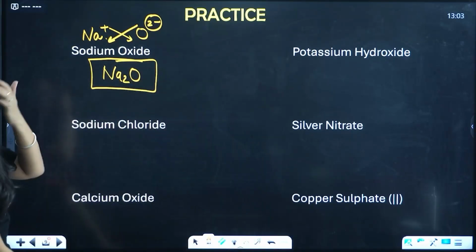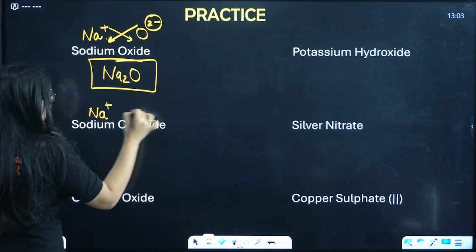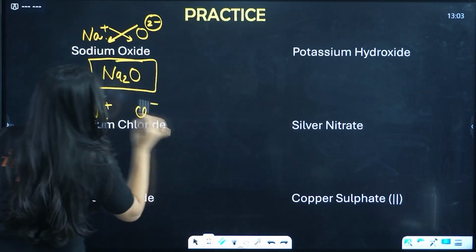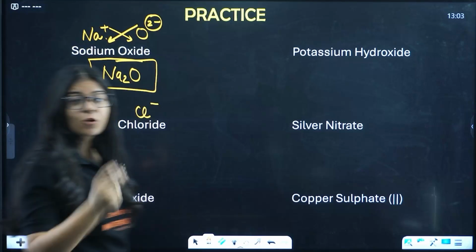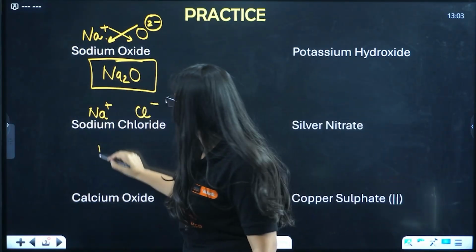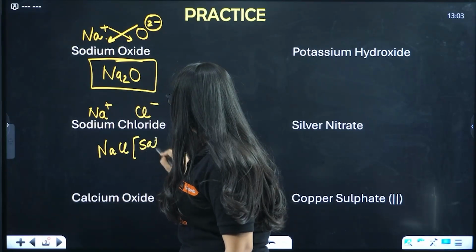Then moving on to sodium chloride. Do it quickly. Sodium is Na plus. Chloride is Cl minus. Now what will be the answer? Quickly. You have to answer everything in the comment section. Okay. This is easy. NaCl. That we use as common salt.